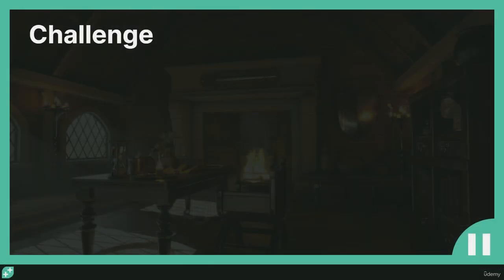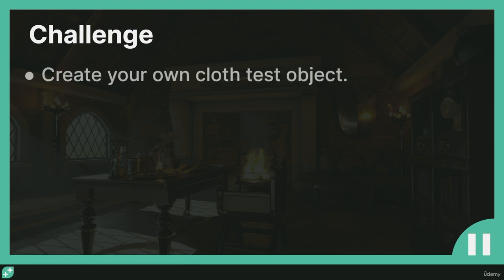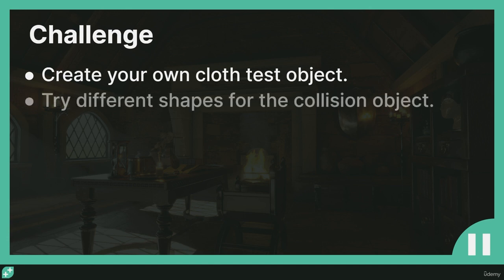Okay, and now it's challenge time. So your challenge in this video is to create your own cloth test object. Now, even though I used an ecosphere and a plane, you could try out different shapes for the collision object. I would recommend maybe trying something like a simple set of stairs or a simple set of cubes or cylinders.